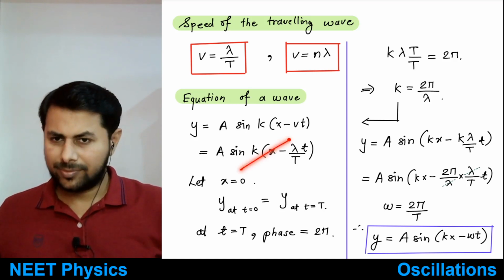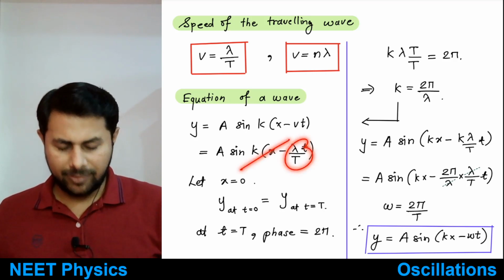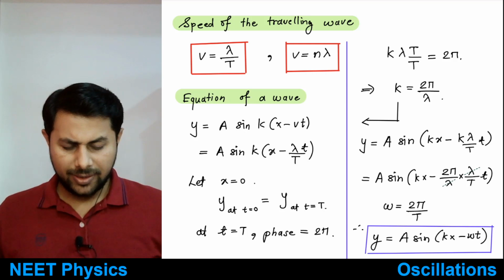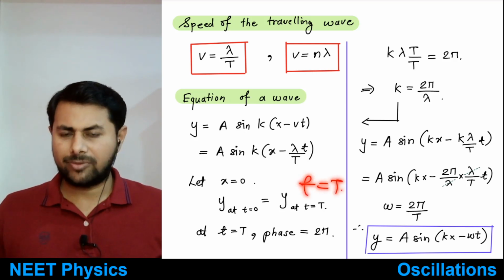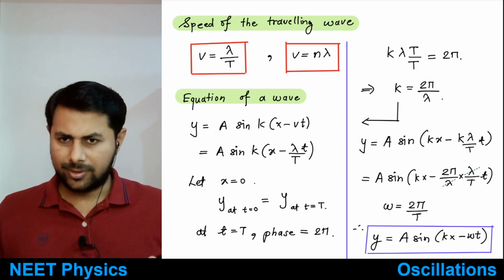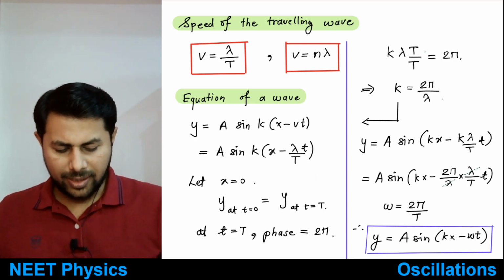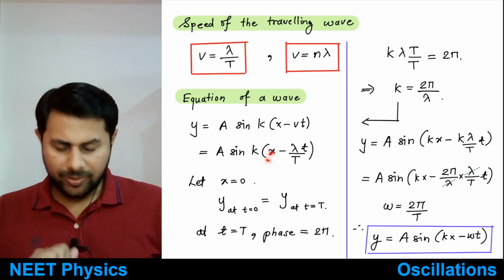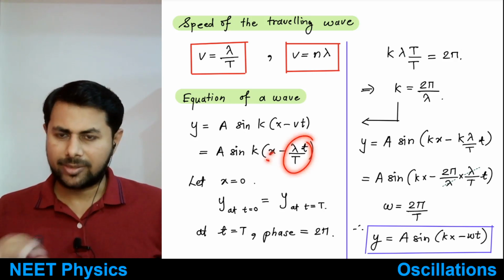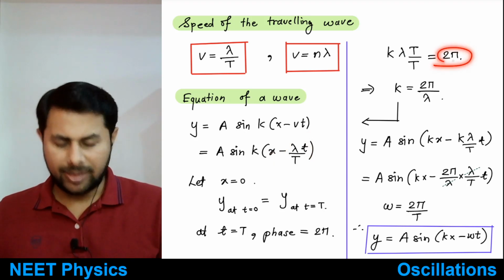X is 0. So what remains is lambda small t by capital T. At t equal to capital T, the phase will be equal to 2 pi, right? So at position x equal to 0, what is there? Only lambda small t by capital T. So that thing becomes 2 pi.